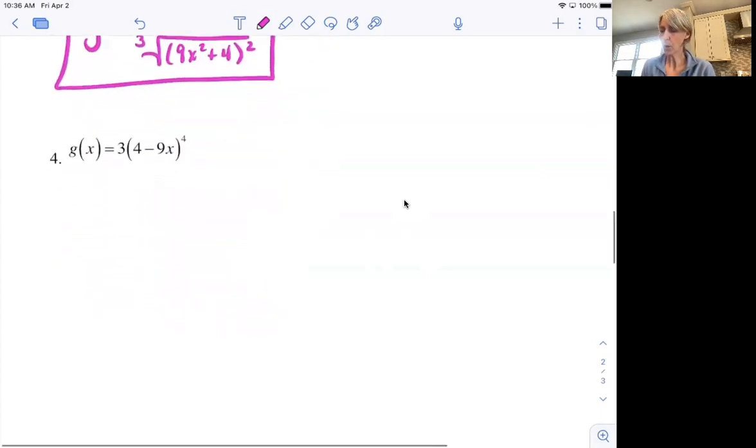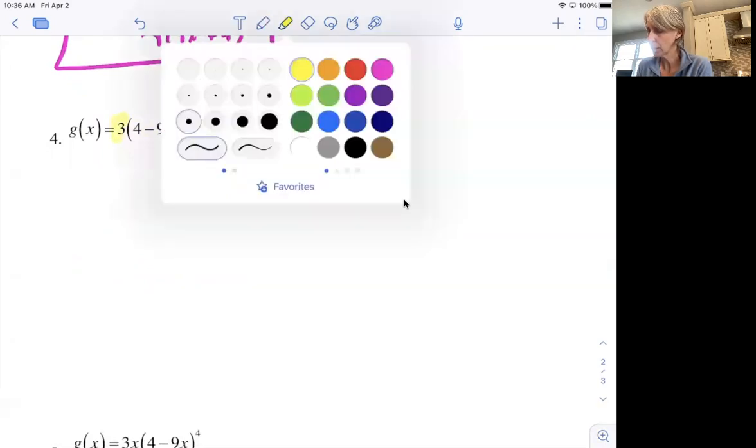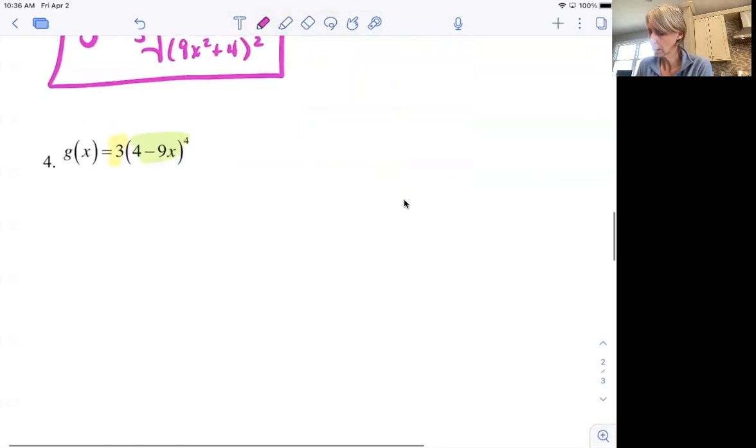In example 4, when we look at this, we see we have 2 factors. You may want to jump to the product rule. So let's try it and see what happens. Actually, let's not, because what do I notice about that number out front?